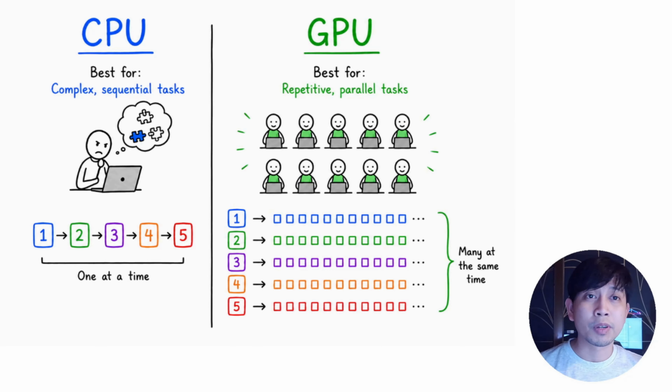Training and running LLMs requires enormous matrix calculations that can be split across thousands of parallel processors. This makes GPUs dramatically faster than CPUs for AI workloads. CPUs remain essential for coordinating the system and handling general purpose computing, but when it comes to training and serving LLMs, GPUs do most of the heavy lifting.